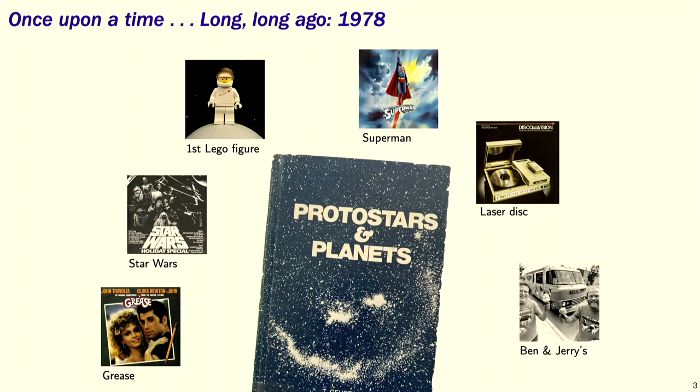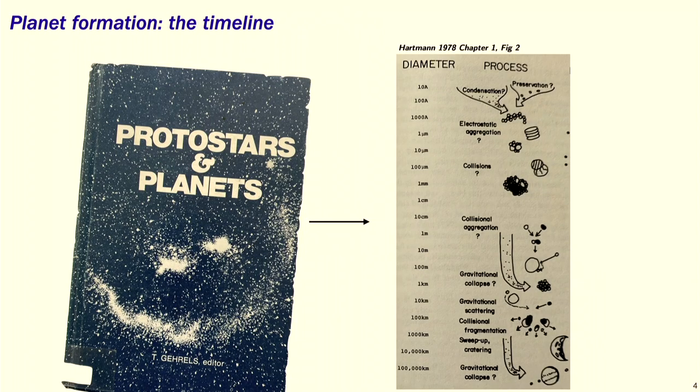1978. It's the time of Grease, the Star Wars Christmas special, the invention of the Lego figure. You could watch Superman on a laser disc while eating the very first Ben & Jerry's ice creams. It is also the time of the very first Protostars and Planets book. And the very first chapter in that book is about planet formation, and includes a diagram like this that goes from very small scales all the way to the scales of planets and lays out different physical processes that could take place.